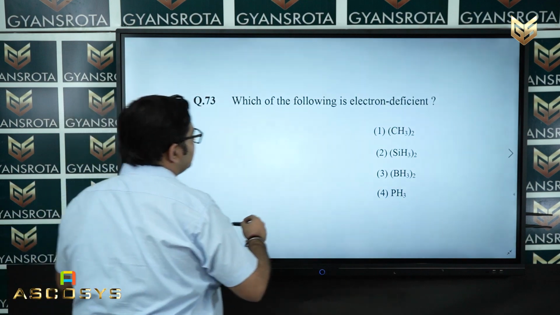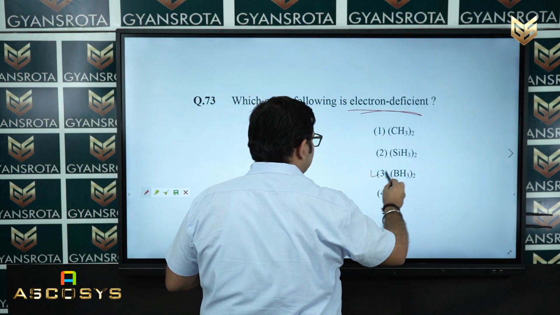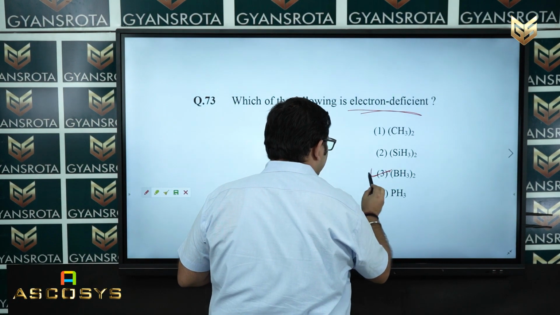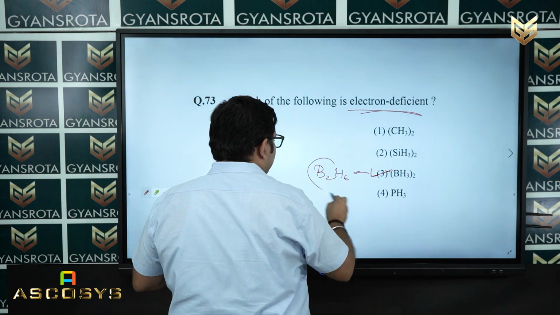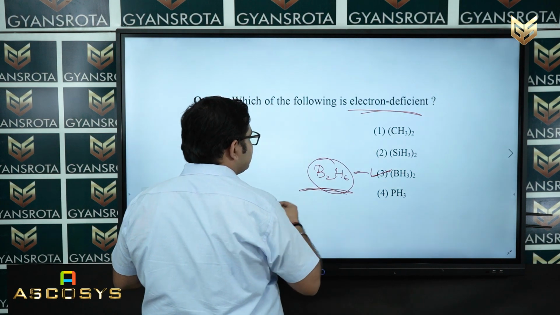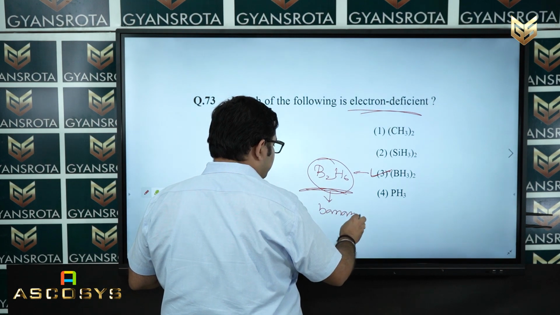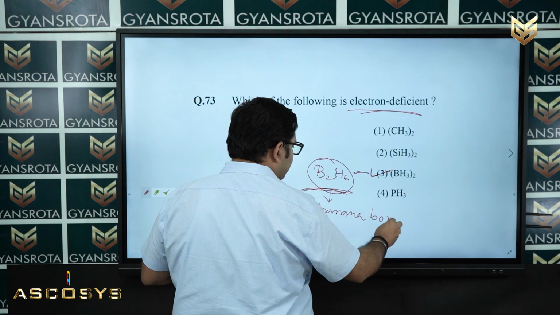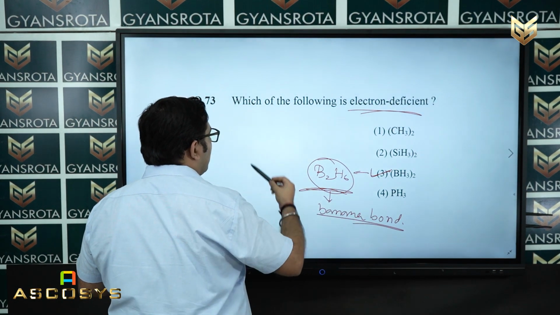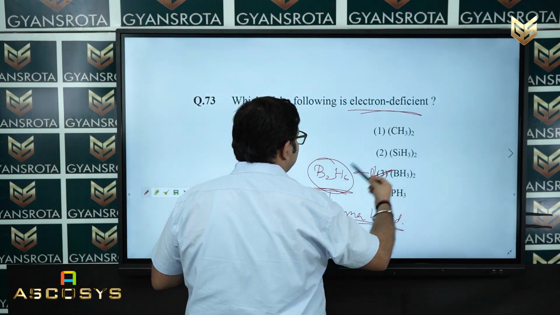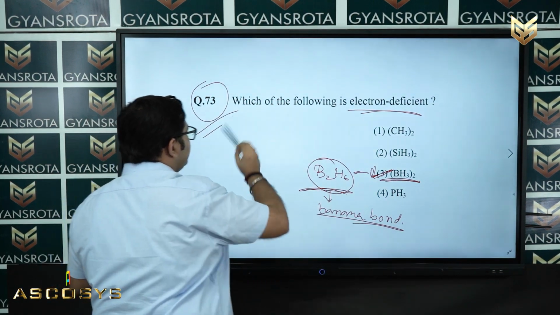Now, this is a very simple question, electron deficient, and we all know that it is BH3 whole 2. Sometimes it will be written as B2H6. So, this is an electron deficient species and it has a banana bond. It is a special type of bond found in boron complexes, that is the banana bond. So, your option number 3, which is an electron deficient species, is the correct answer of your question number 73.